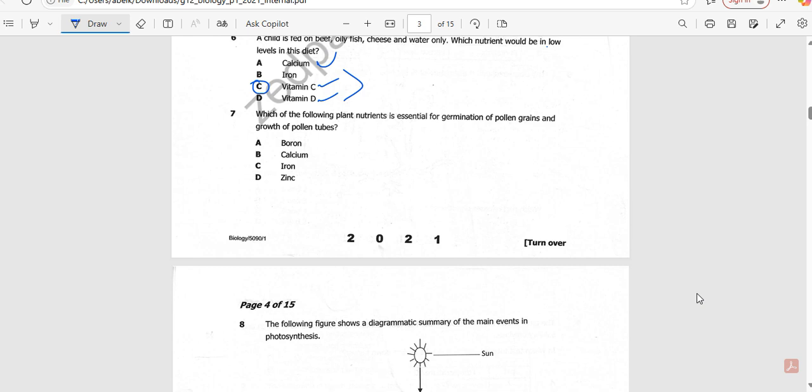vegetation. Then, which of the following plant nutrients is essential for germination of pollen grains and growth of the pollen tube? So looking at the plant nutrients, this is where the key point is. Plant nutrients, it is calcium. Boron is also used in the pollen grains and germination of the pollen tube. But in this case, we'll go with calcium because we're talking about the plant nutrients, which is common.